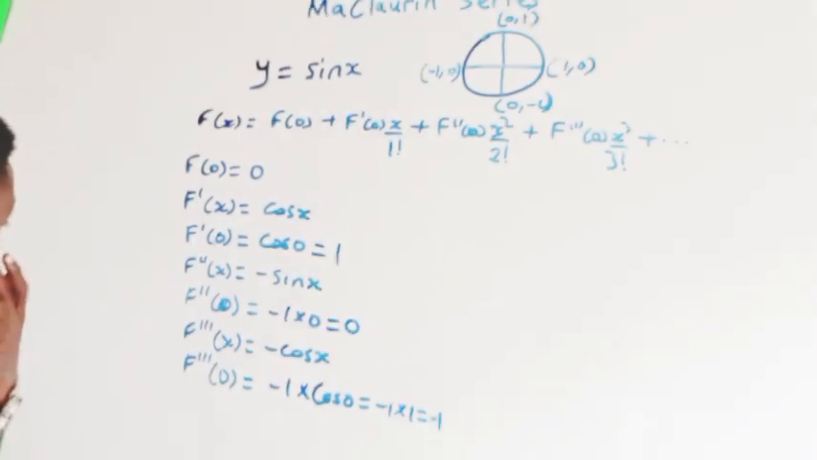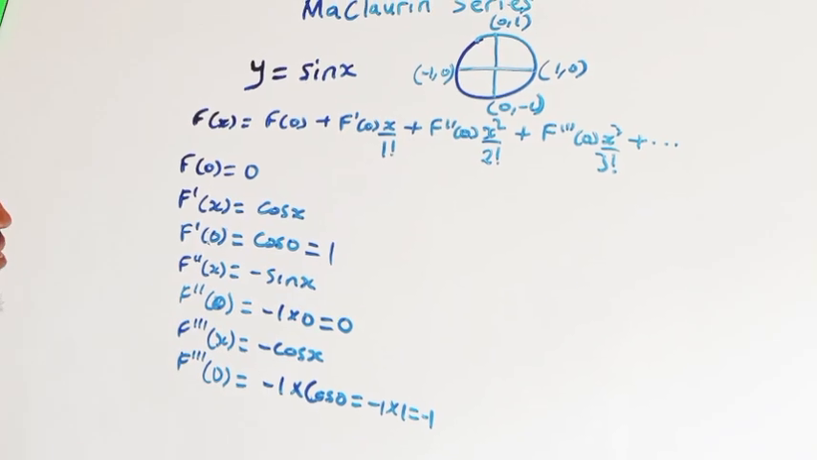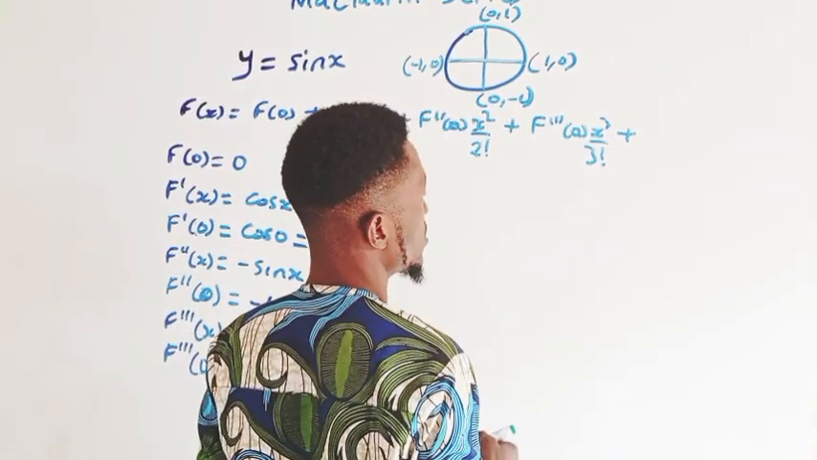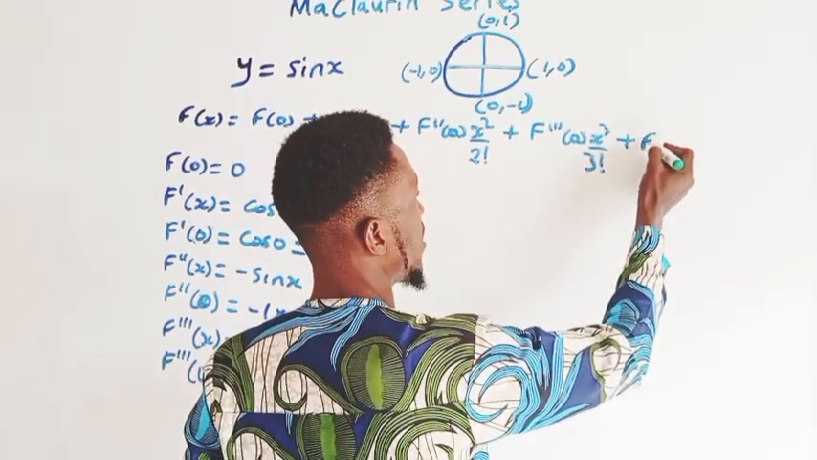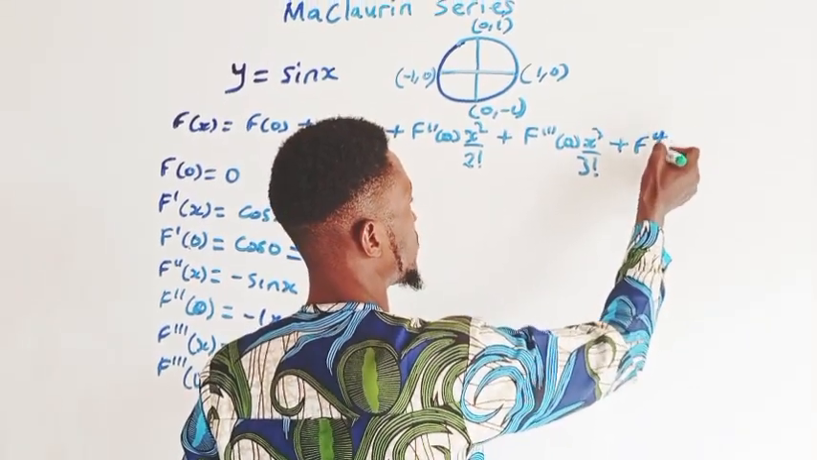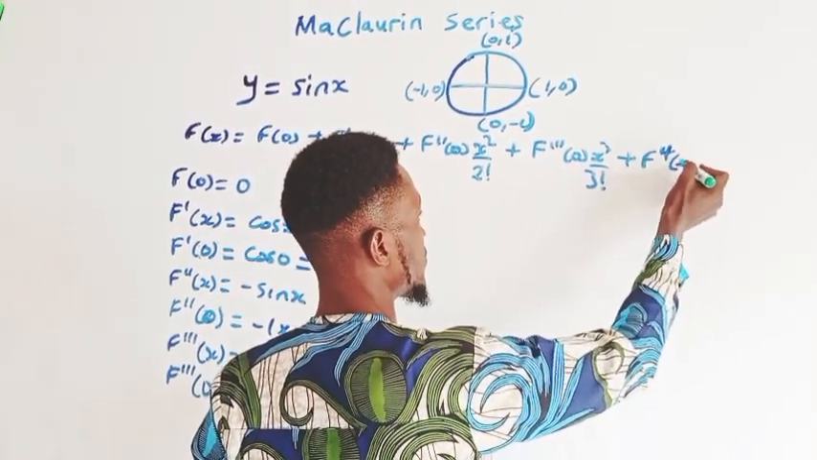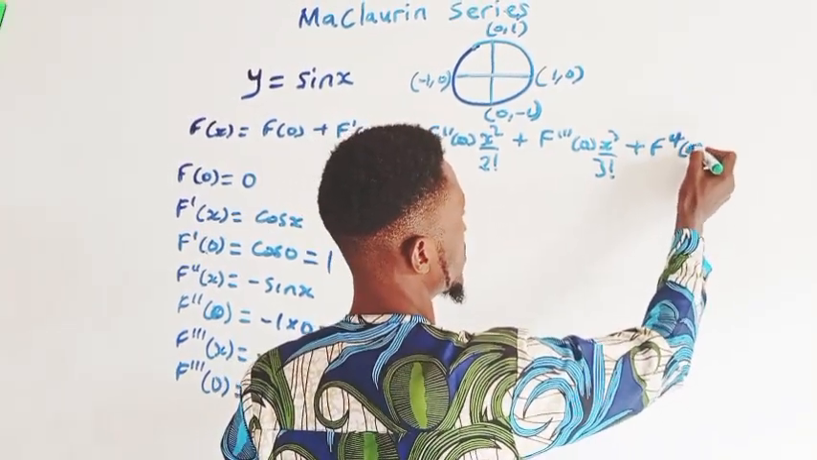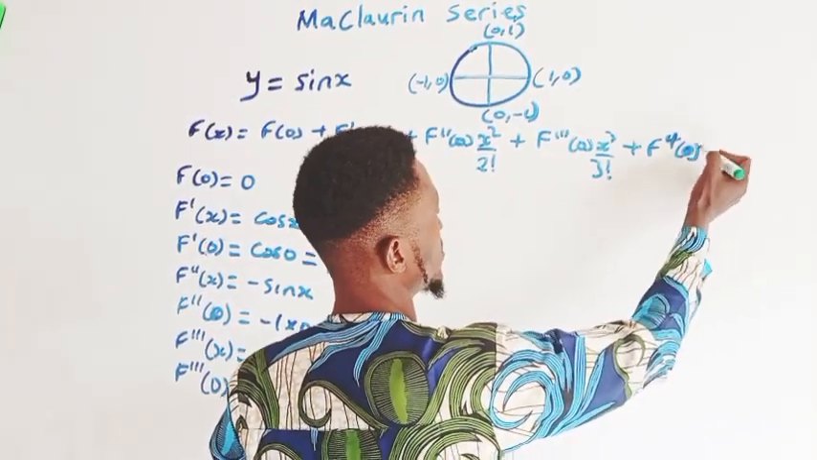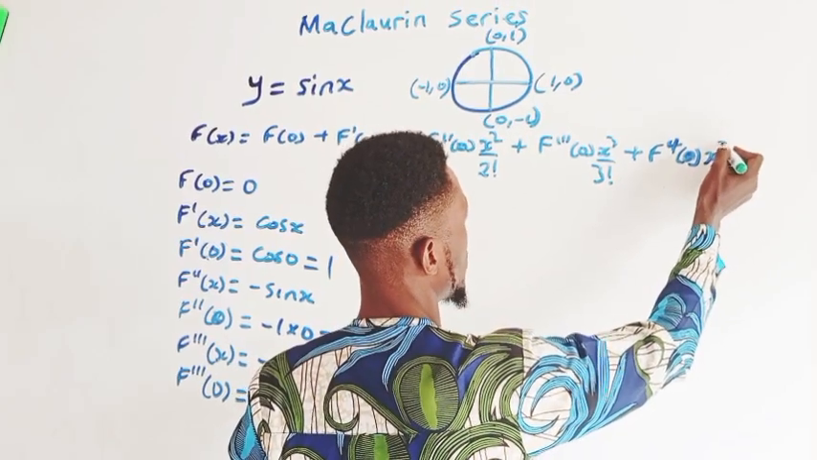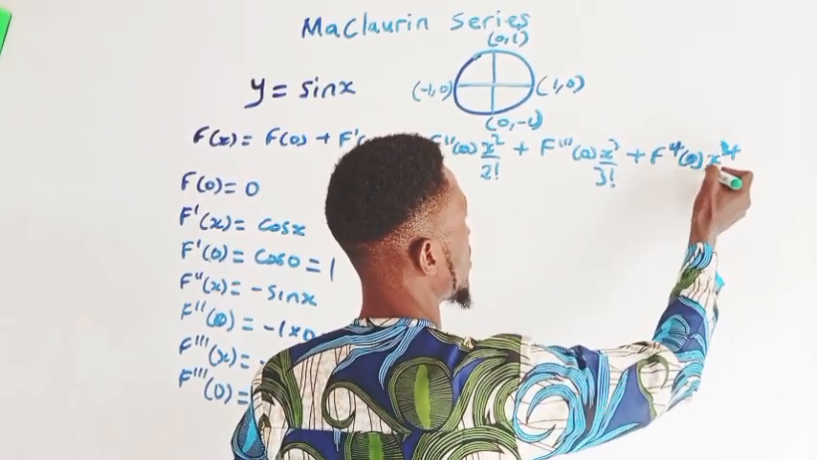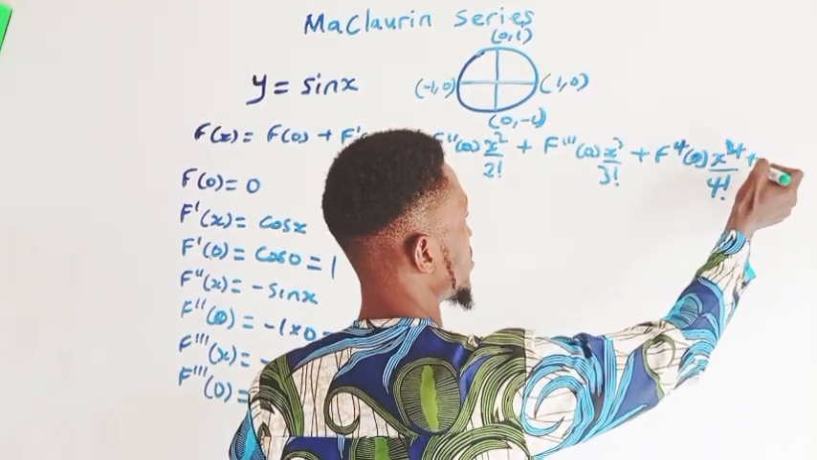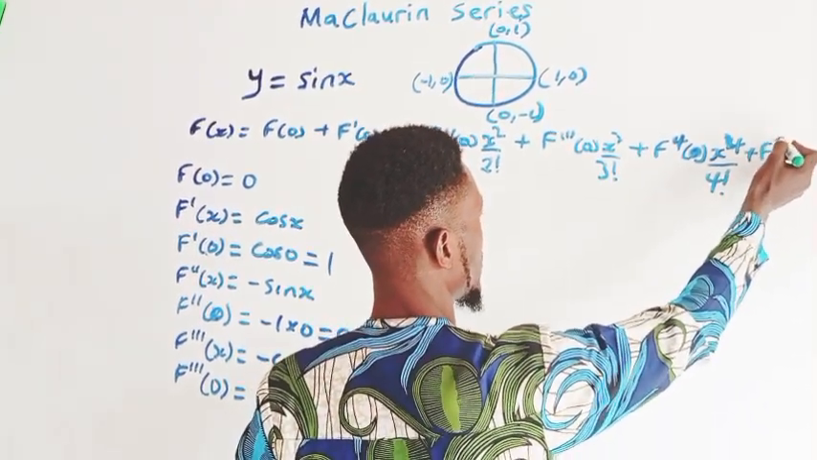Let's proceed. Let me add an additional 2. What if you have the fourth derivative of x? We're essentially going to have x raised to the power 4 over 4 factorial, plus let's have the fifth derivative as well.